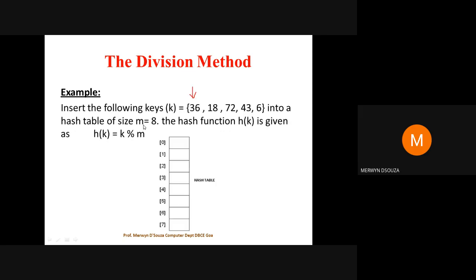Suppose you are not given the m value, say in the exams, and you're just given a hash table diagram. You need to look at these index values, and you must know that m will be the last index plus 1. Here the last index is 7, plus 1 is the m value. Sometimes they will just give you m equal to 8 and the hash function. If they don't give you the hash function, you need to take one hash function by yourself and write it down in your solution, saying what hash function you are taking. Then you can take something like k mod m, and start inserting the values.